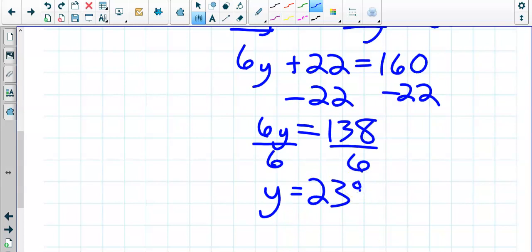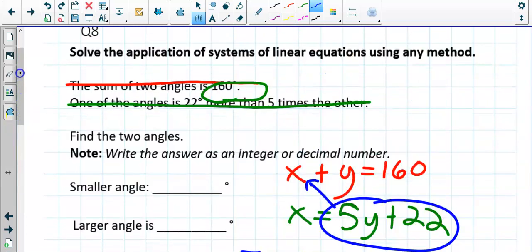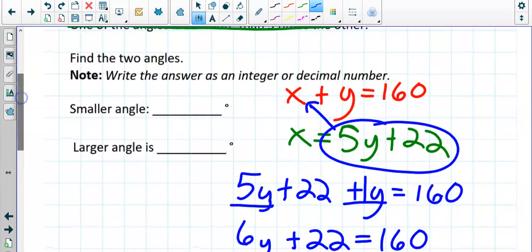Is that the smaller one? Is that the larger one? I don't know until we find the other one. So how do I take this 23 and find the other one? We're going to substitute in. We're going to plug into either the top equation or the bottom equation. It doesn't matter. Do the top one again. I would have gone into the bottom one because it's already going to tell me what x is once I plug it in. But that's okay. Let's go into the top one because that's what you said.